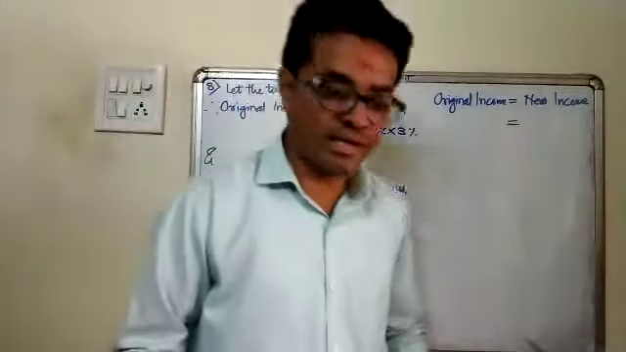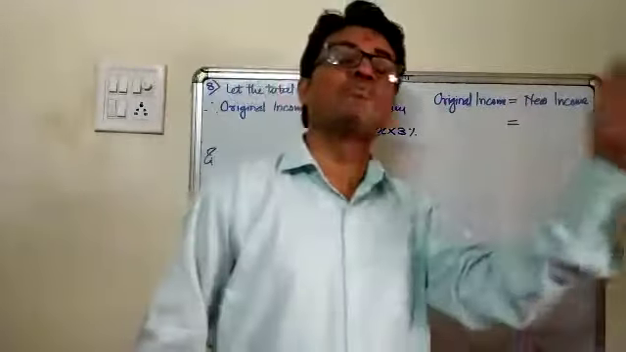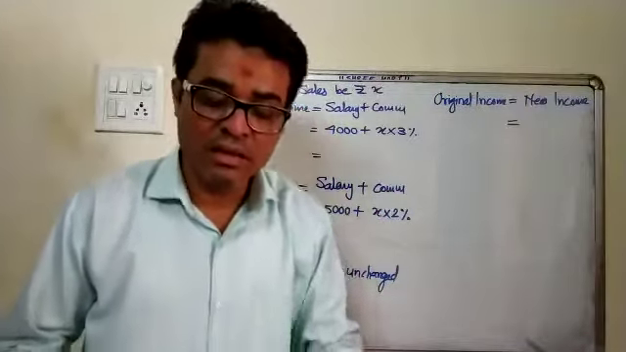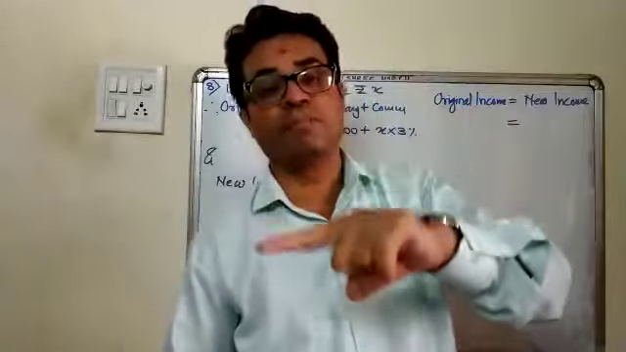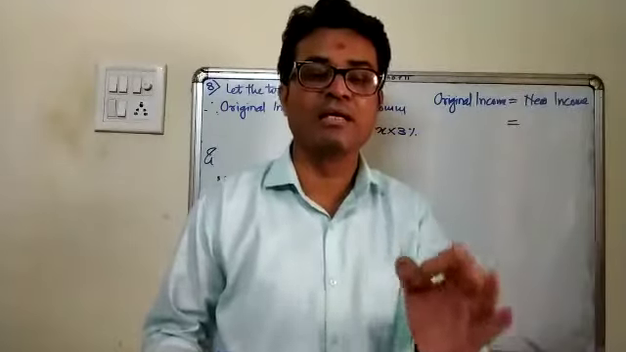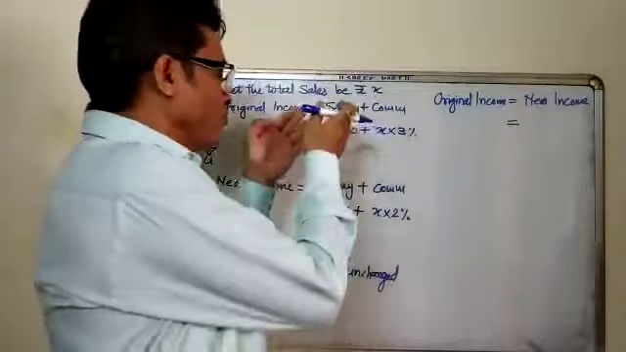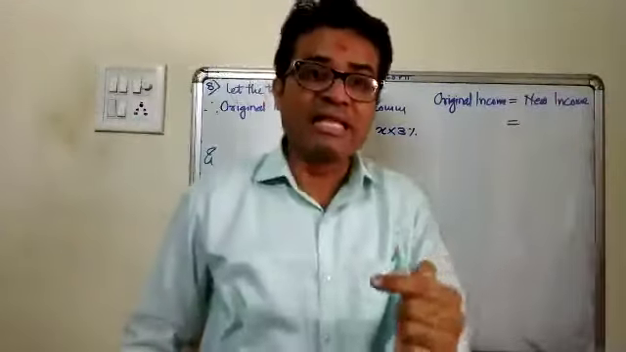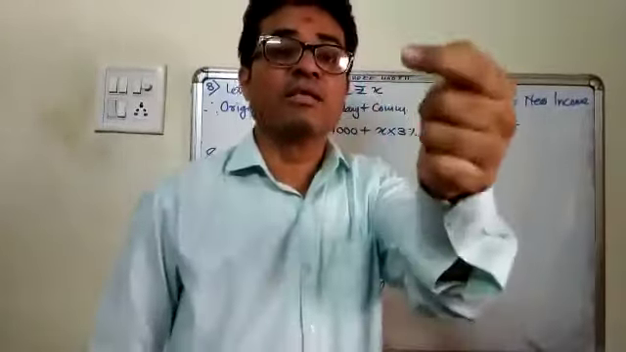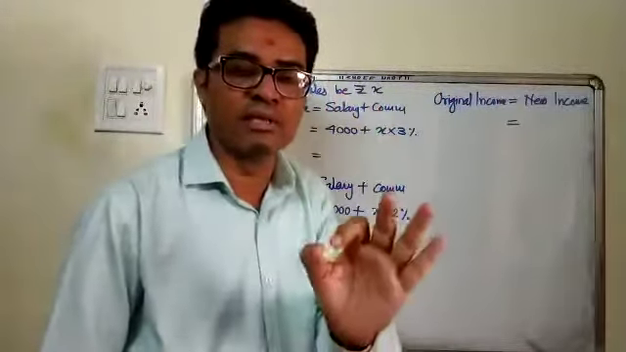Now your question number 8. Deepak's salary was increased from 4,000 to 5,000, the sales being the same, due to reduction in the rate of commission from 3% to 2%. His income remained unchanged. Find his sales. So in this question, salary increased from 4,000 to 5,000. Salary increase हो गया, सेल्स सेम था, बट रेट रिड्यूस होने की वजह से उनका इनकम, his income remains unchanged.